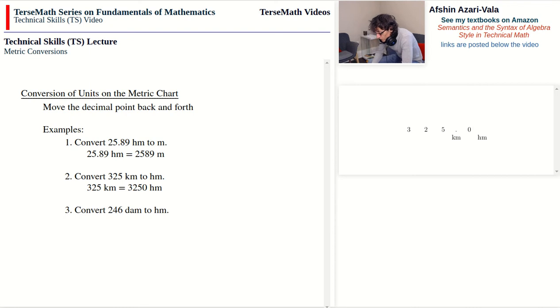Problem 3, we want to convert 246 decameters to hectometers. So the problem is 246 decameters is equal to how many hectometers? We write 246. The unit decameter goes with the decimal point. So we find the decimal point, which is on the right hand side, and we associate decameter to that. Going to hectometer, we have to move back on the chart over 1. And so we end up with 24.6 hectometers.